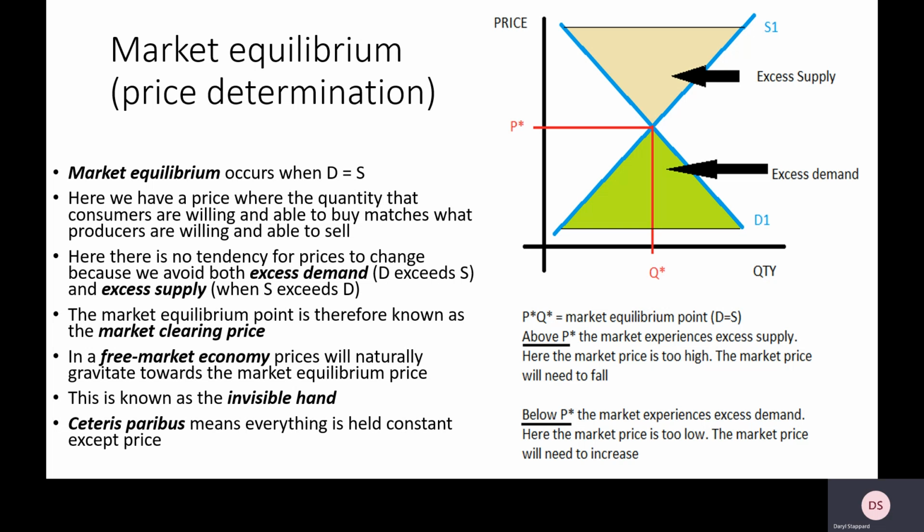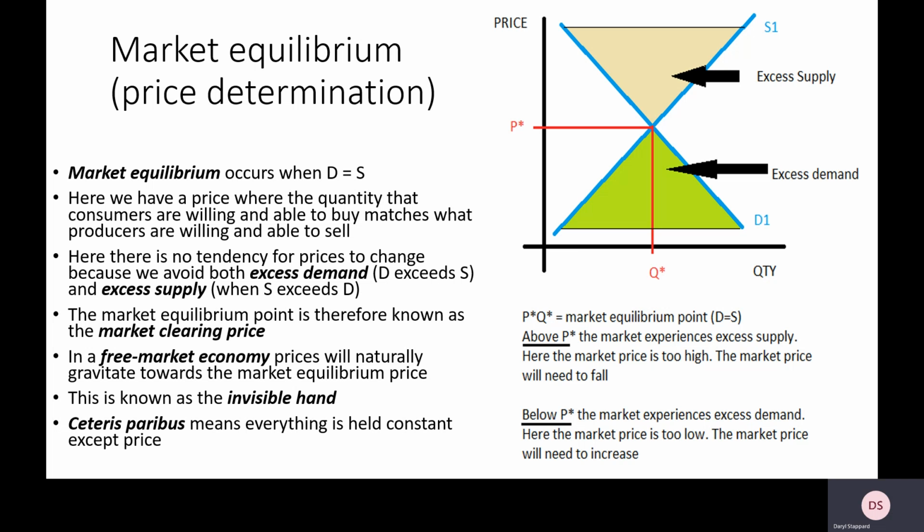Because price levels are so low, the demand is really, really high relative to the supply. So when you've got more people willing and able to buy something than what firms are willing and able to sell, then the market price will need to increase to clear the market. So as price levels start to go back up again, the level of excess demand will start to fall, and we move back into equilibrium at P star, Q star.